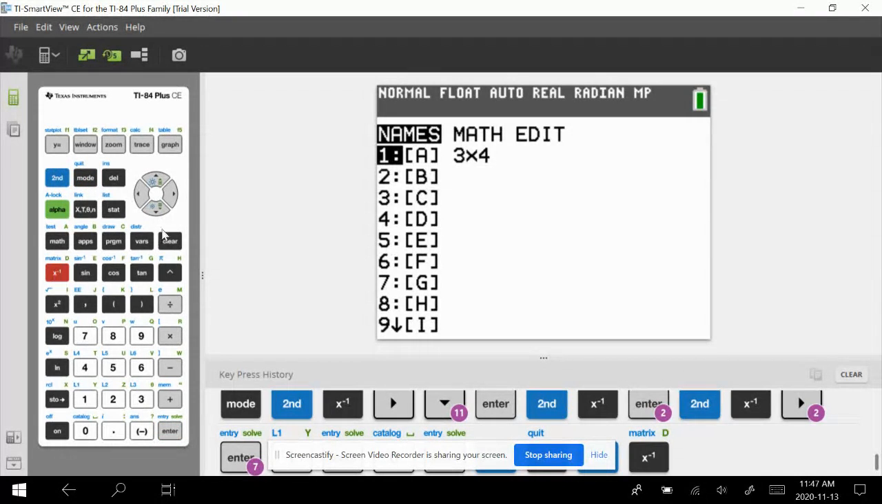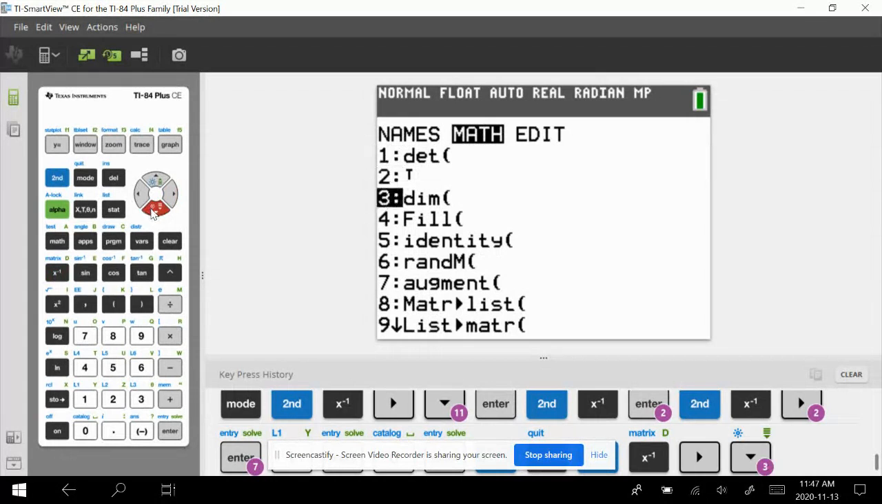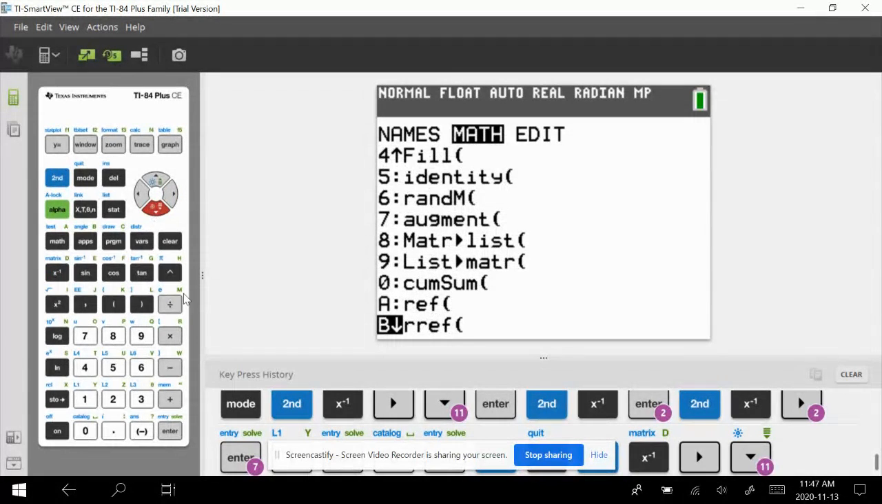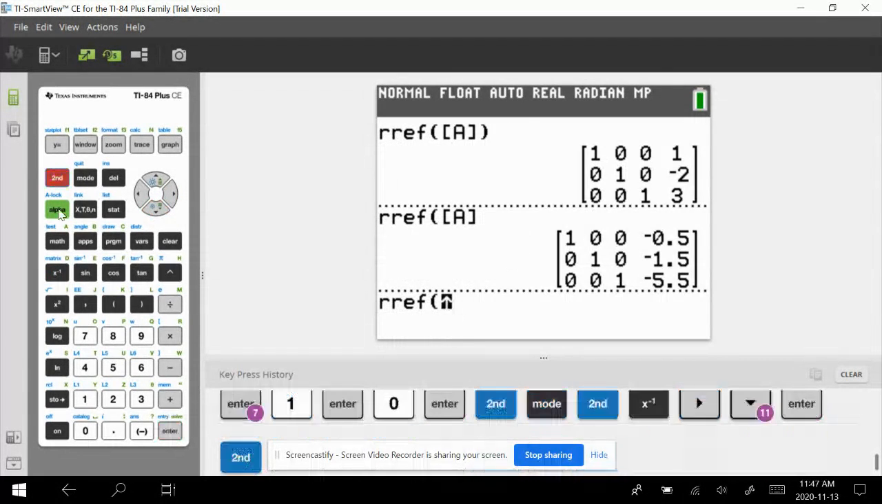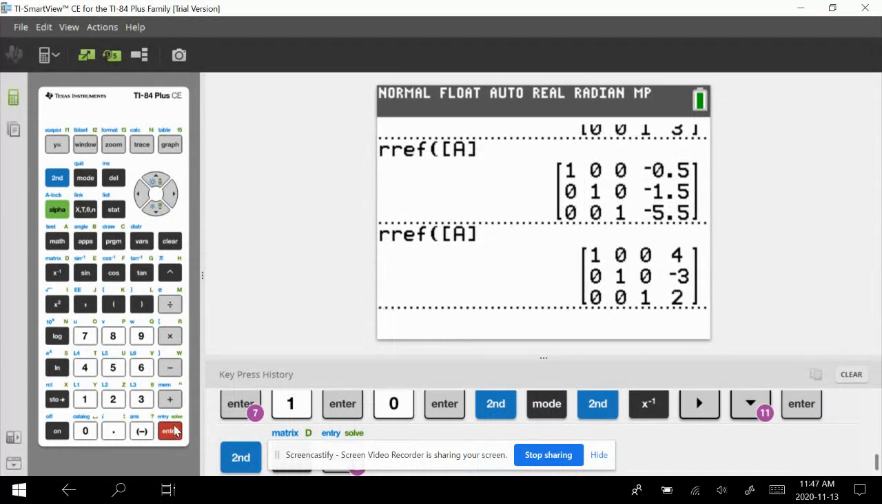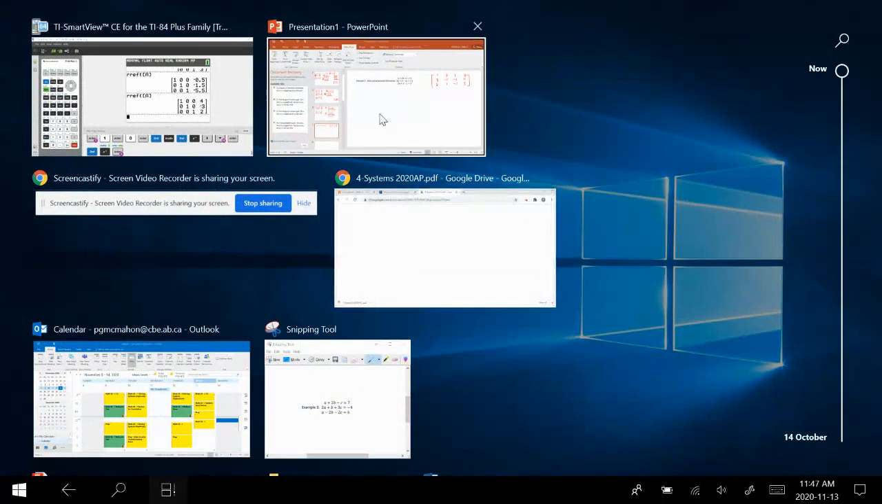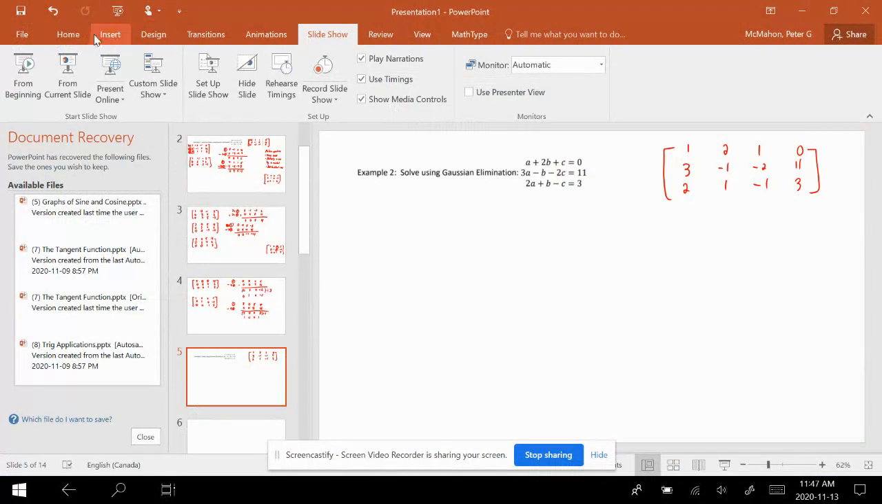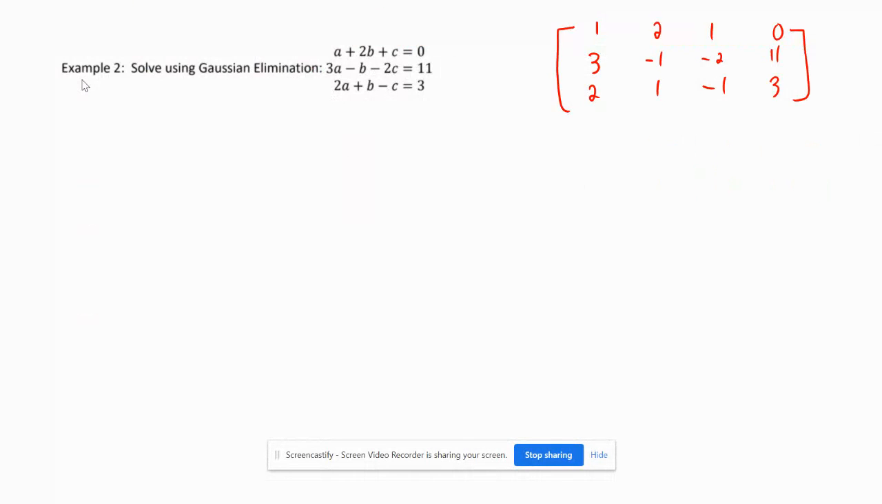Second matrix, math, RREF, select matrix A, and we get 4, negative 3, 2. Okay, so this is the answer we should get. So we should be getting a matrix that looks like this.